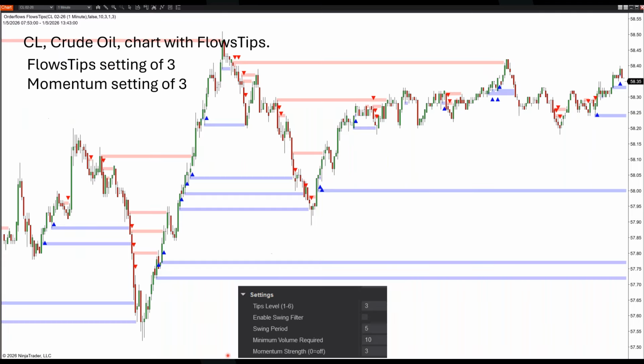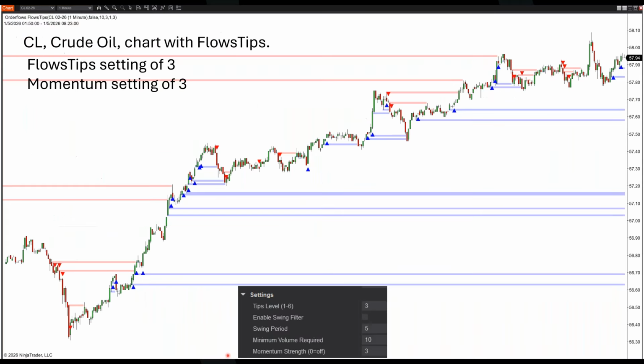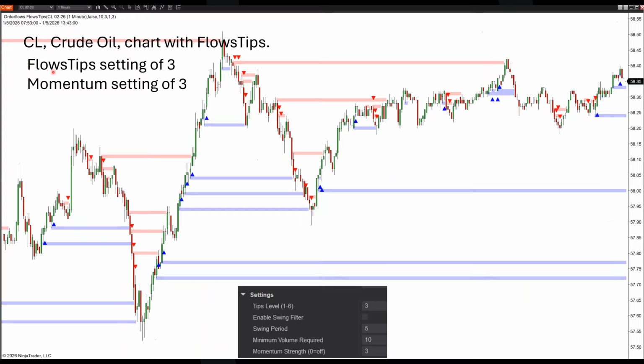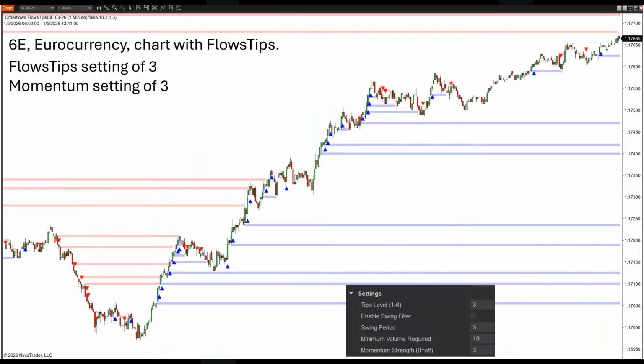Again, this is crude oil on the 5th. Go back here. This was in the morning, right? This is 2 in the morning, 3 in the morning, 4 in the morning. This is the same day, but this is in the US session. This time it's 9 in the morning, 10 in the morning, 11 in the morning, right? Euro currency down, back up, 3 and 3, same setting as crude oil that I'm using here on Euro currency. Tips level of 3, momentum strength of 3.